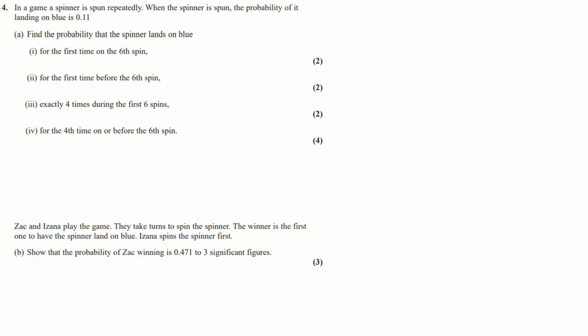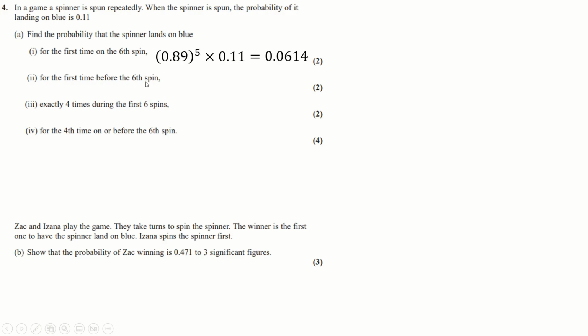Okay, in a game, a spinner is spun repeatedly. When it's spun, the probability of landing on blue is this. Find the probability that the first time it lands on blue is on the 6th spin. So what that requires is 5 non-blue spins, and then the 6th needs to be blue. So non-blue is 1 minus this, which is that. We need 5 of those in a row, then we need a blue, and we'll get that there.